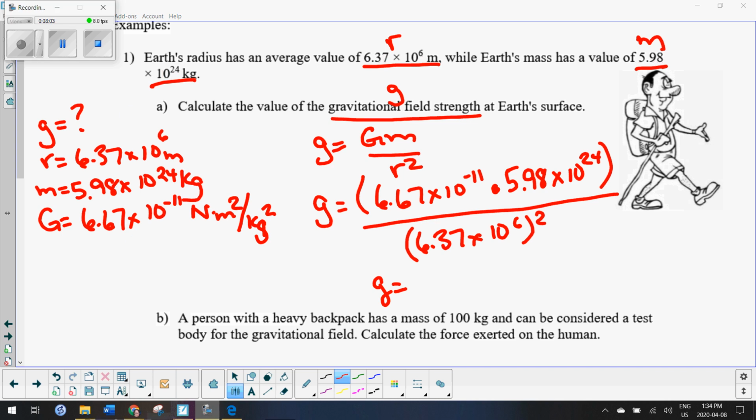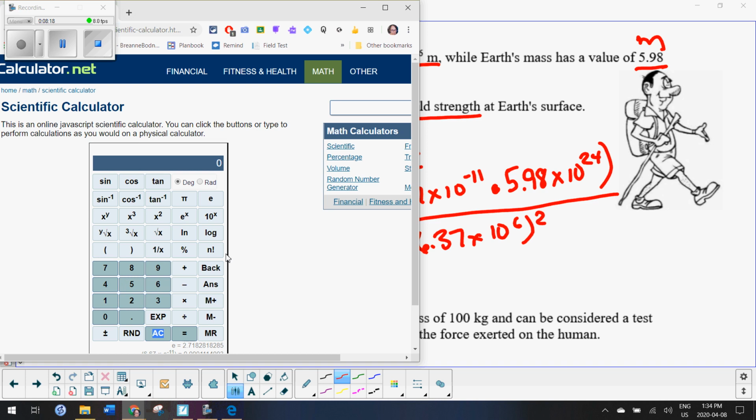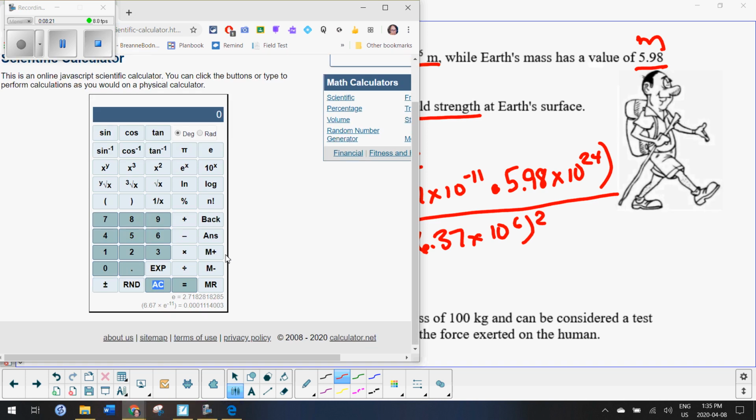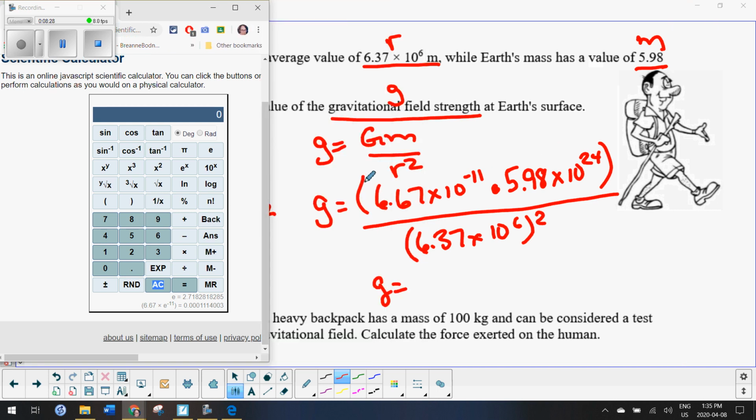Okay, now we need to punch it into our calculator. If you are using a TI-83 or TI-84 calculator, it will be a bit different, so I'll try and talk you through that. If you are using the calculator that is posted on Google Classroom, so this one, I'll show you how to do this one first, and as I am talking through, I will explain the TI-83. Okay, so to use this calculator, we need to first put our bracket in. So bracket 6.67, and then we need this times 10 to the exponent negative 11.